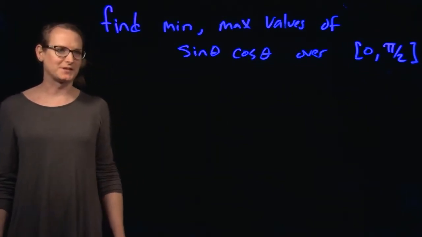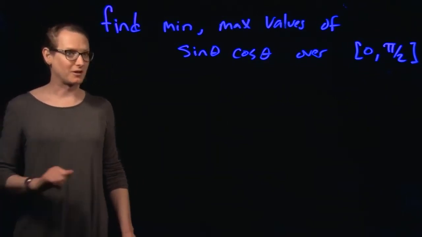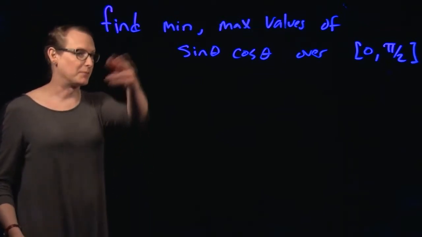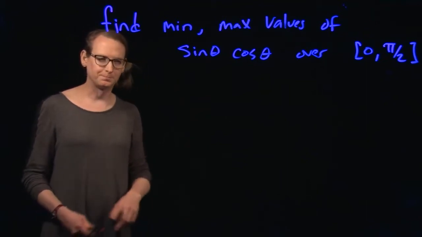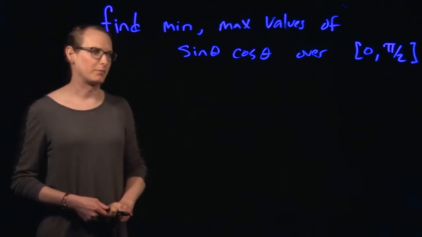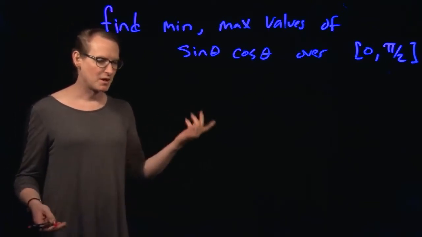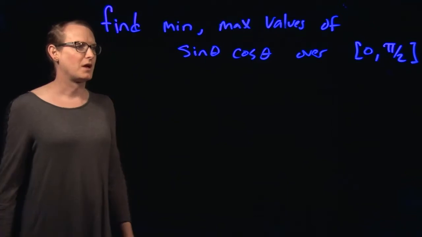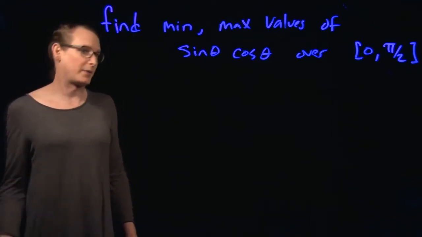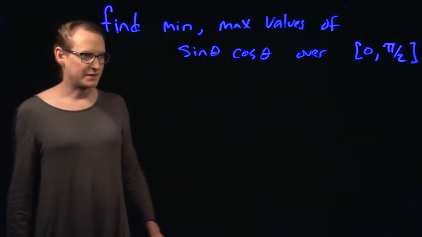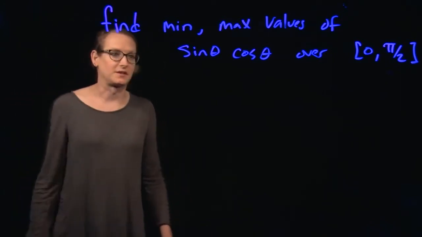Let's do some optimization. In particular, I'd like to find the minimum and maximum values of some function over some interval. We're going to be following the basic pattern of doing these problems, where we try to find the critical points of the function, and then compare the values at the critical points and the endpoints and see which ones are the biggest and the smallest.